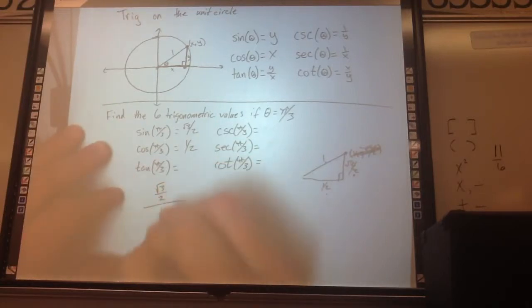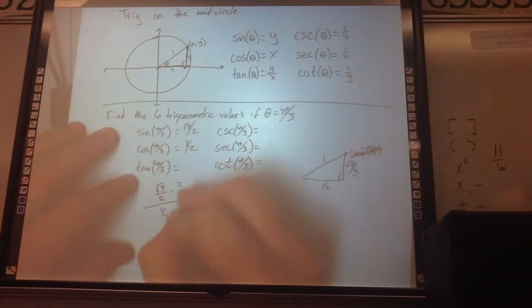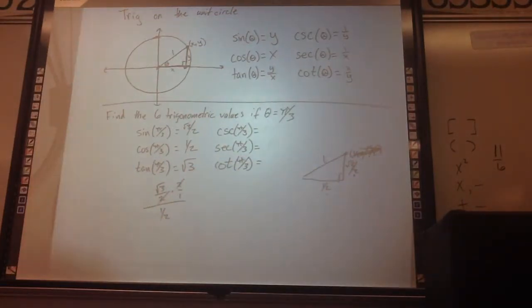That's what I had. Well, how do you divide fractions? Flip and multiply. The 2's are gone, so it's the square root of 3.